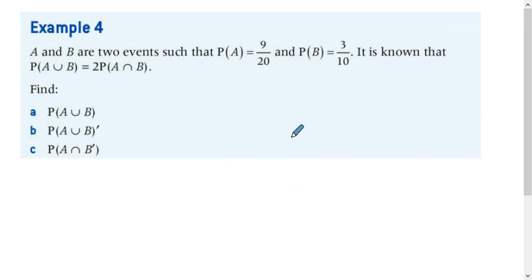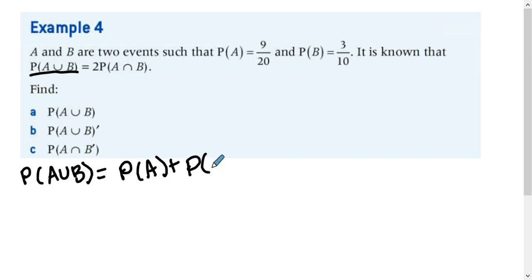What we do know, though, is since I give you this here, we just had that formula written down. So you want to start with that. The probability of A union B equals, we're just writing the formula, the probability of A plus the probability of B minus the probability of its intersection.